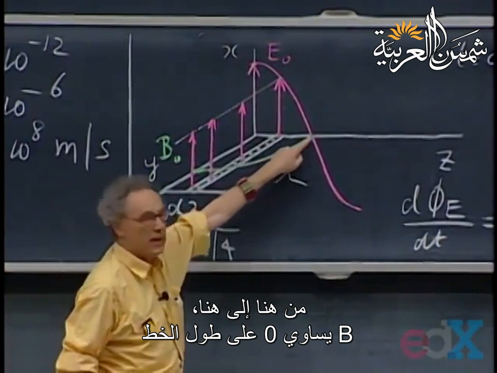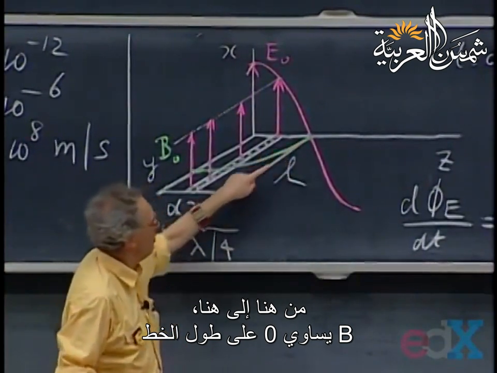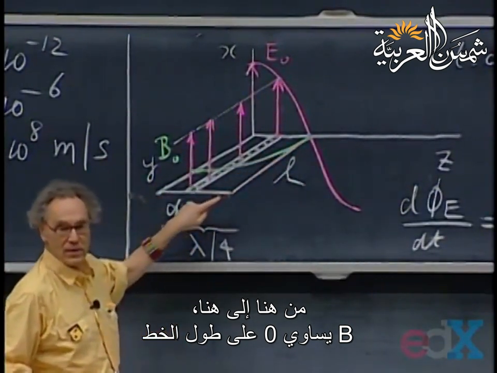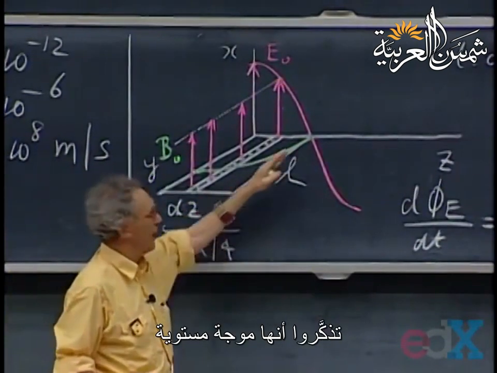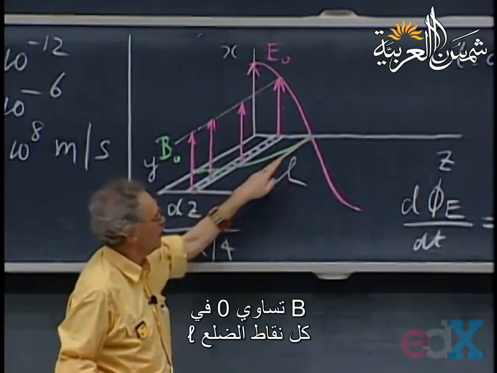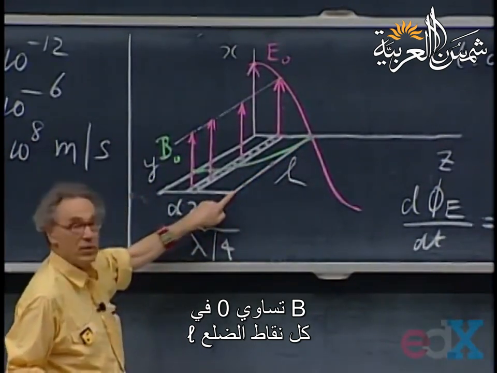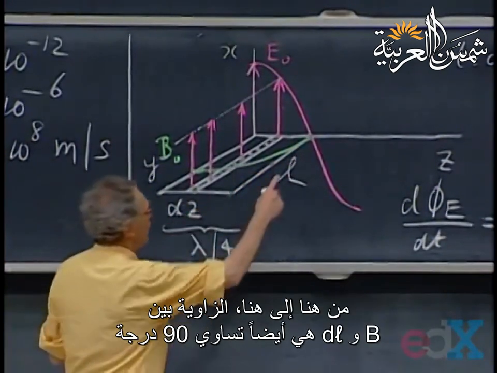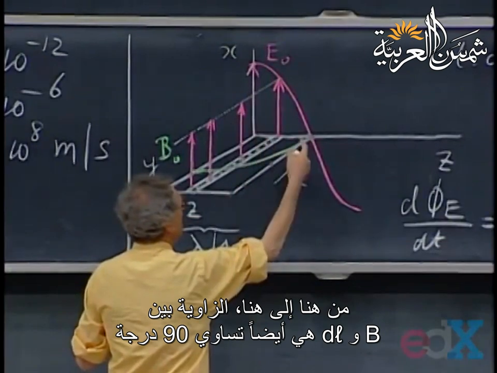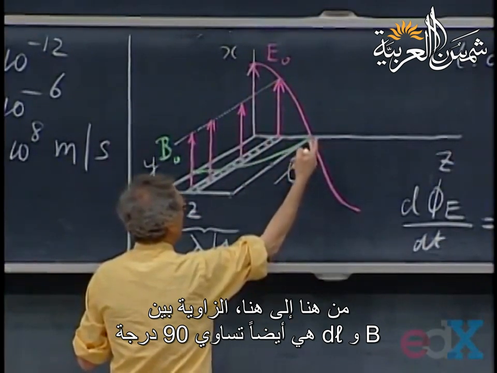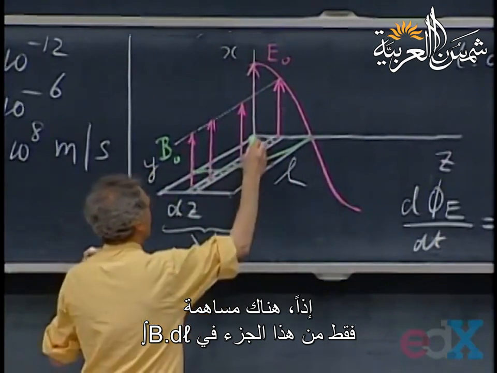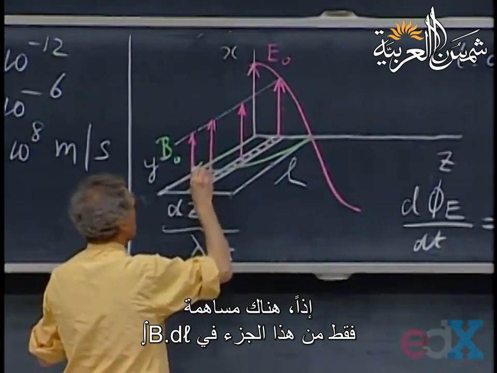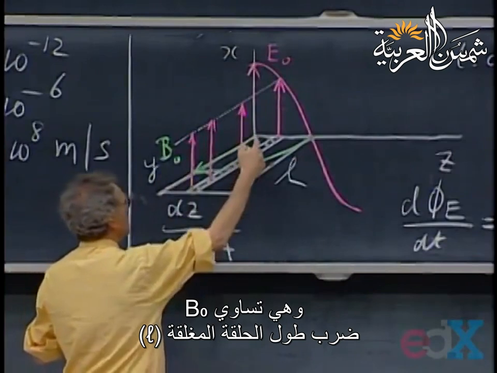If you go from here to here, well, B is zero everywhere along the line. So the integral of B dot dl from here to here is zero. It's a plane wave, remember? If B is zero here, it's also zero here, it's also zero here, it's also zero here. If you go from here to here, B and dl are again at 90 degree angles, so there's no contribution. So there's only a contribution due to this portion, and that is B zero times the length L.